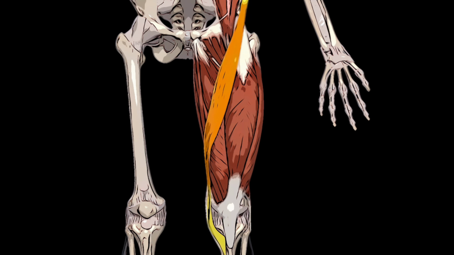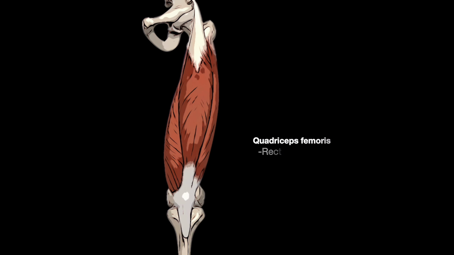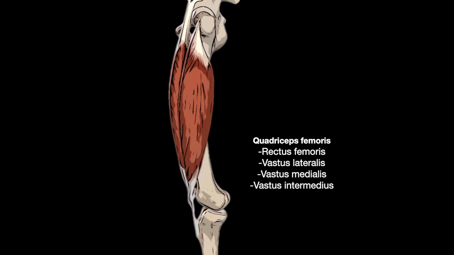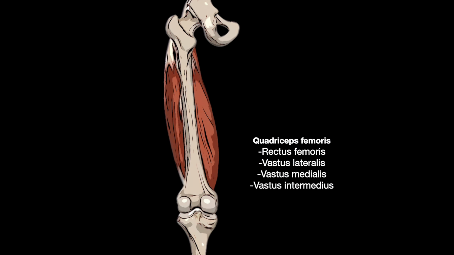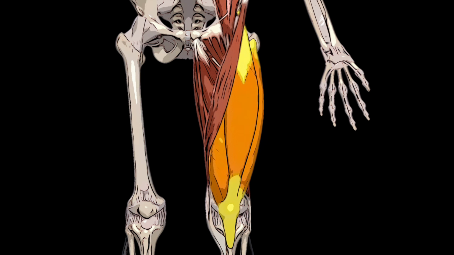Next, the quadriceps femoris. The quadriceps femoris is a combined term for 4 muscles, including the rectus femoris, vastus lateralis, vastus medialis, and vastus intermedius. The tendons of these 4 muscles unite to form one common quadriceps tendon. The fibers of the quadriceps tendon travel superficial to the patella, where they become continuous with the patellar ligament. The patellar ligament inserts into the tibial tuberosity.